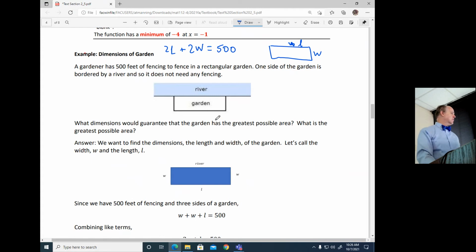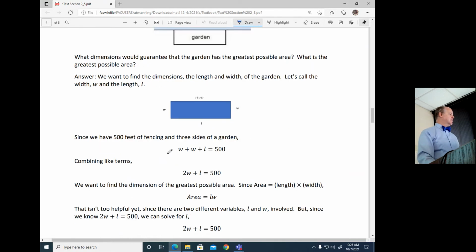Are we putting the fence along the river? I believe we are. Oh, no, there's no fencing needed at the river. So it's only length plus 2 times width that gives me 500. I don't need to put a fence along the river. Well, there's their formula: 2 W's plus 1 L equals 500.